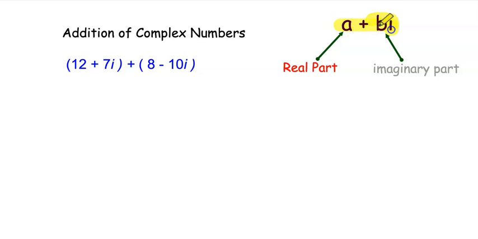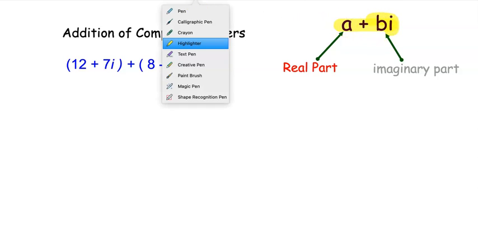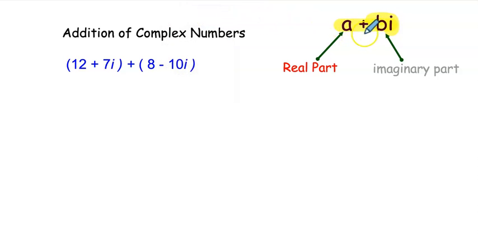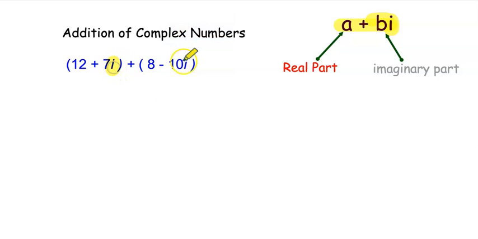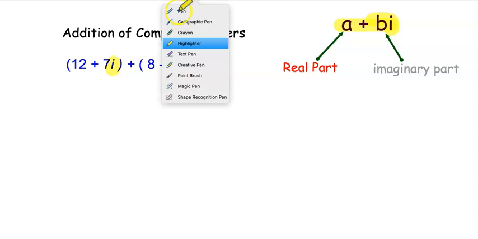If a number is written in the form of a plus bi, where a and b are real numbers. Like in this case, 12 is a real number and 7 is a real number, right? And combining those two as 12 plus 7i, where this i is the imaginary part. i is the one that is new to us.